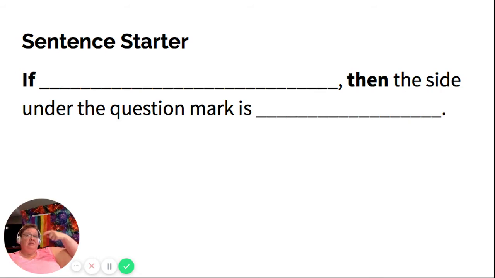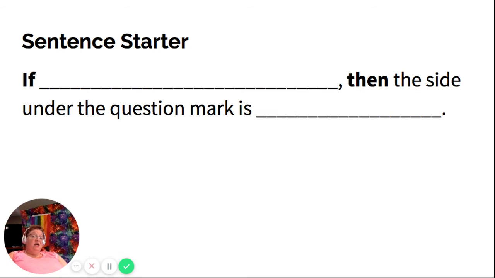So what's the opposite side of that cube? And then what's the side that we would hypothesize would be under the question mark? We're making a prediction stated as a statement that can be proven true or false in a scientific experiment. We're not going to do the experiment today. All we're going to do is write the hypothesis.